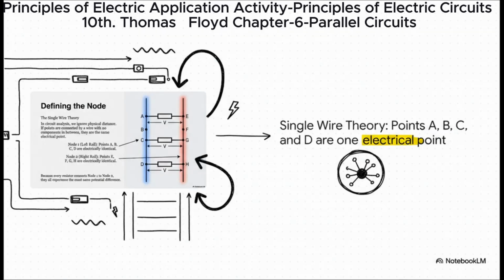And that ladder analogy perfectly illustrates what we can call the single wire theory. In the world of circuit analysis, we just don't care how long a wire is or how many bends and twists it has. If points are connected by just a wire, they are, for all practical purposes, the exact same electrical point. They're all part of the same rail on our ladder.